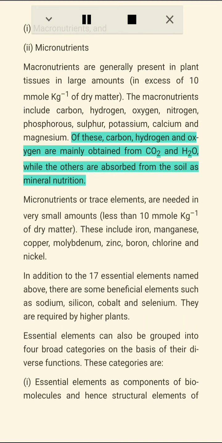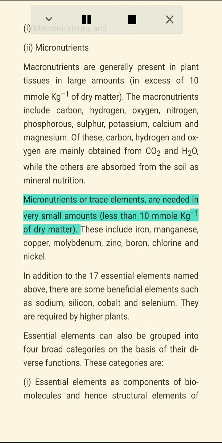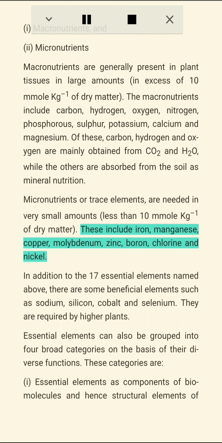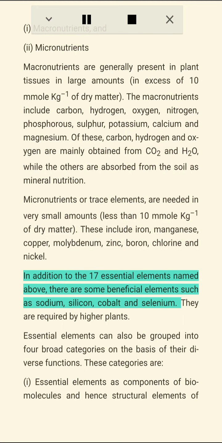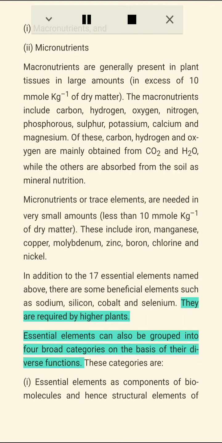Of these, carbon, hydrogen, and oxygen are mainly obtained from CO2 and H2O, while the others are absorbed from the soil as mineral nutrition. Micronutrients or trace elements are needed in very small amounts, less than 10 mmol per kg of dry matter. These include iron, manganese, copper, molybdenum, zinc, boron, chlorine, and nickel. In addition to the 17 essential elements named above, there are some beneficial elements such as sodium, silicon, cobalt, and selenium. They are required by higher plants.